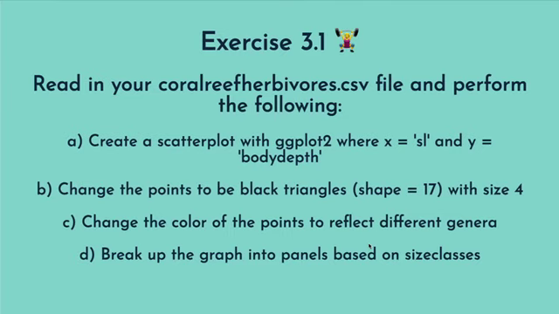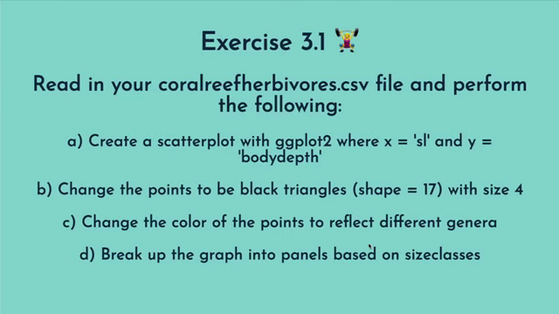So you can read in the coral reef herbivores .csv file that I called herbivore traits in here. And then the exercises are to create a scatter plot with ggplot2, where X is standard length and Y is body depth. Change the points to be black triangles, which is accomplished using shape equals 17. So 17 are nice triangles with size 4. Remember, both of them actually will have to be specified outside the aes argument.